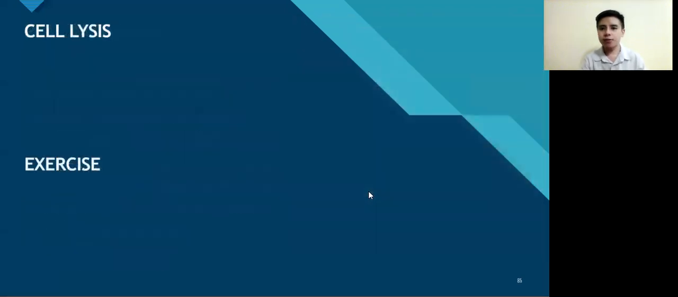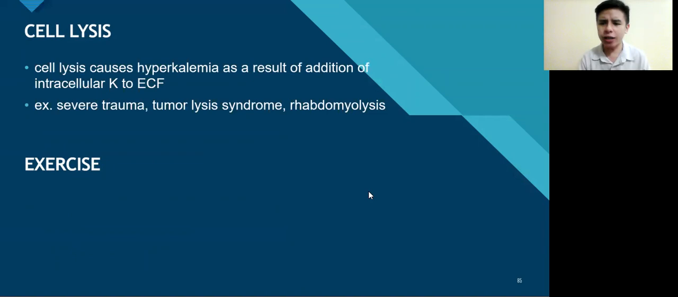How about cell lysis? In cell lysis, you just destroy the cell. That's why in patients with hemolysis, red cell destruction, and what else? Severe trauma, like rhabdomyolysis, muscle cell destruction, like after hazing, where most of the muscle was destroyed. Not only is hemoglobin or myoglobin released, but you also release potassium. Tumor lysis syndrome also. What is tumor lysis syndrome? This is a situation where the patient underwent chemotherapy.